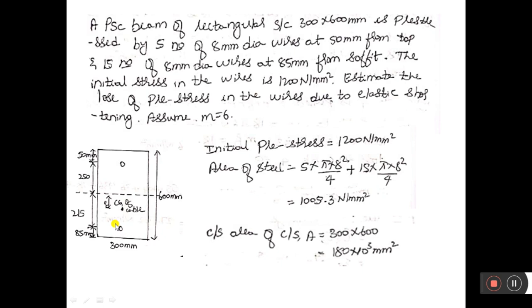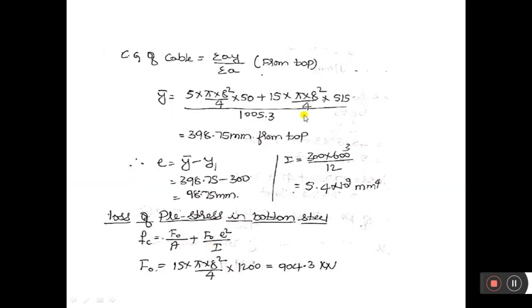Cross section area of this cable is equal to 15 into pi into 8 square by 4, and the centroidal distance of this cable with respect to the top fiber is, from here to here it is 50, 250, and from here to here it is 215. So centroidal distance is 515 mm, divided by summation of A. So total cross section area of the cable is 1005.3 mm square. Therefore Y bar, the centroidal distance or CG of the cable, is equal to 398.75 mm from the top.